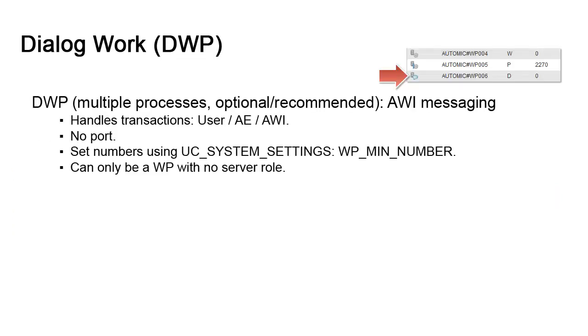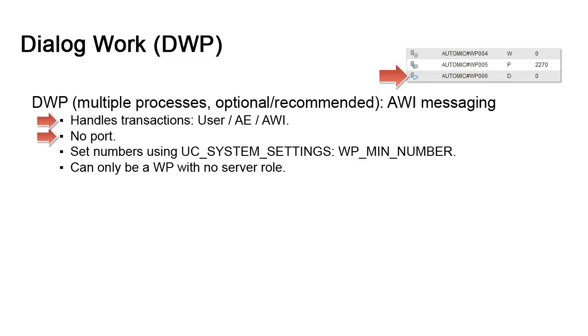The Dialog work process, type D, is a WP that does not assume conventional task execution and status management responsibilities. Instead, it handles certain transactions between users, the automation engine, and messaging in the web interface. It does not have an assigned port. Its activities are coordinated by the PWP. Dialog processes are optional, and in very small instances you can do without them.